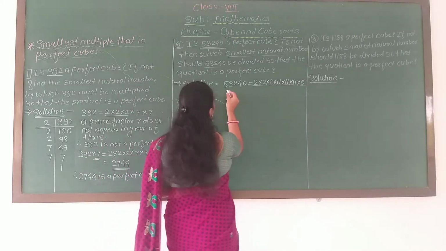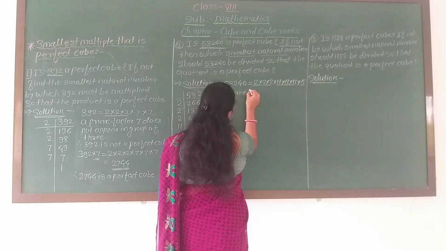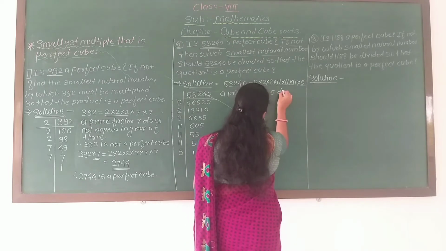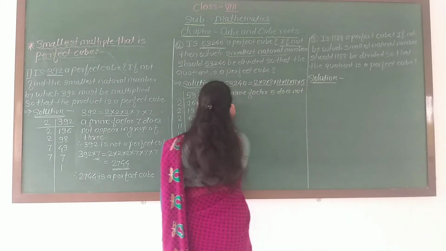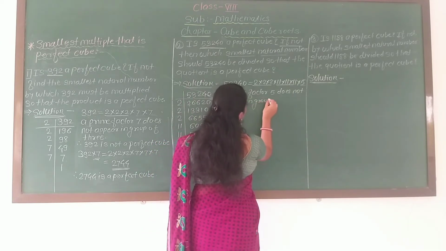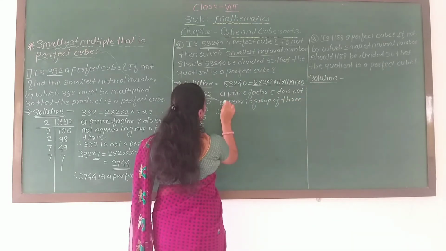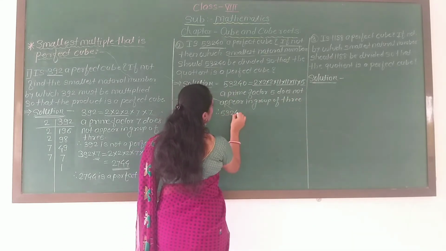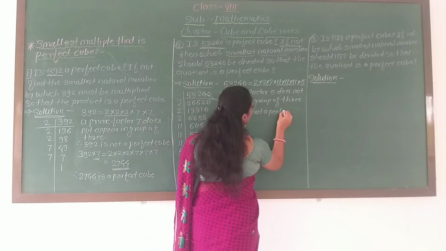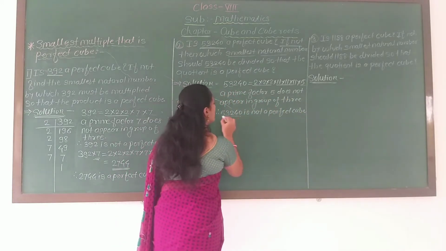So what do we have to write? We have to write here: prime factor 5 does not appear in a group of 3. Therefore, the given number is not a perfect cube. Right? So we find this number is not a perfect cube.